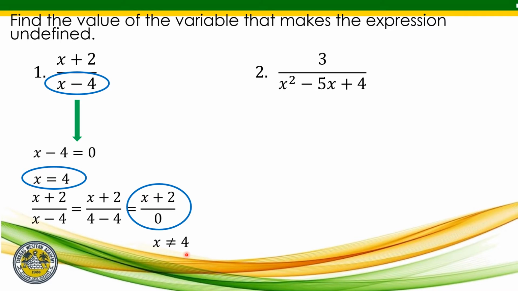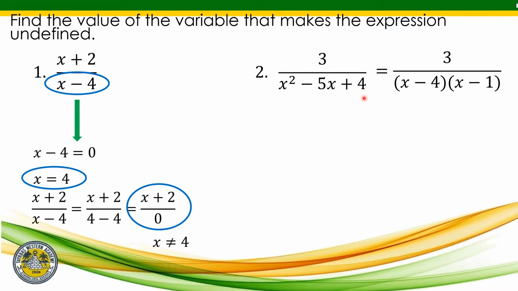Next, 3 over x squared minus 5x plus 4. So, ang concern lang natin lagi ay denominator. Kasi once na nakuha natin ang value ng variable sa denominator, kung merong variable sa numerator, yun natin yung value ng x niya. Okay? So we have x squared minus 5x plus 4, yun yung denominator.